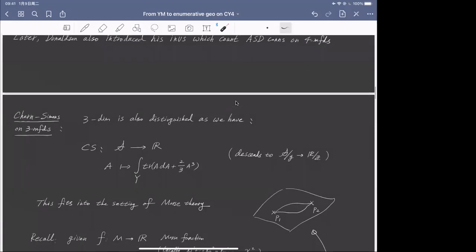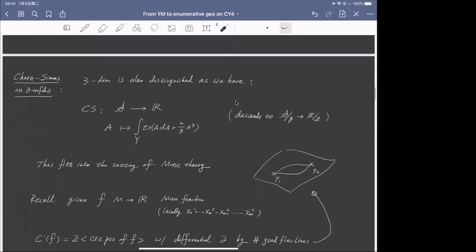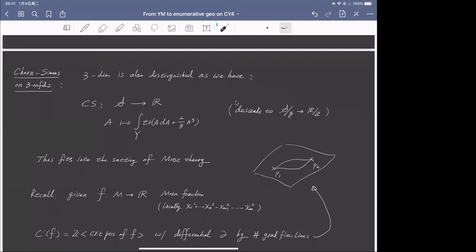Okay, so this is 4 dimension. Obviously you want to understand the other dimensions. So let me not be so ambitious. Let's just move to 3 dimensions. On 3 dimensions there are some very distinguished structures here, because we have the so-called Chern-Simons functional.